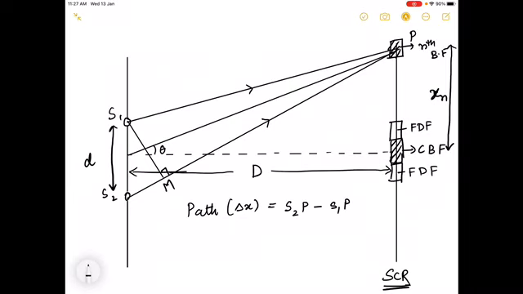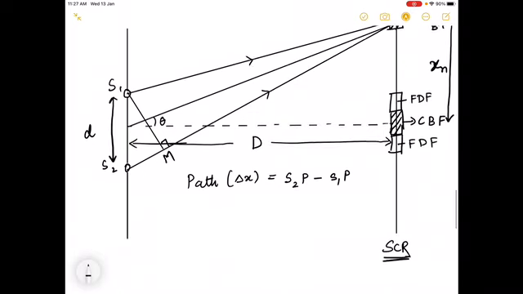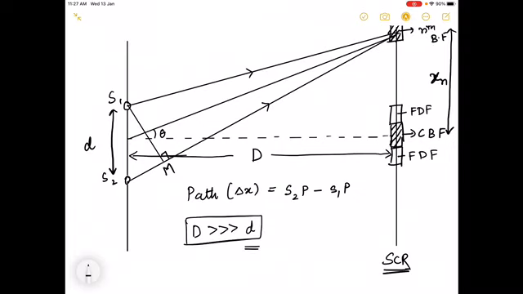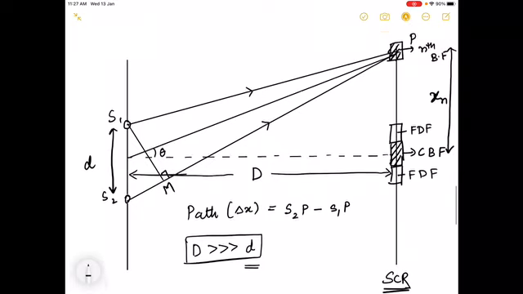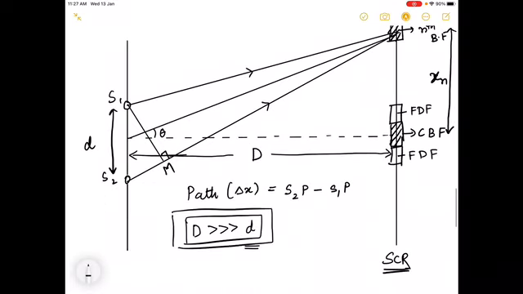Now, one more assumption is very prominent here. The assumption is that the distance between the screen and the slits is very much greater than the distance between the slits, right? This assumption is very important. So if this assumption is true, the distance between the slits and the screen is much greater than the distance between the slits.